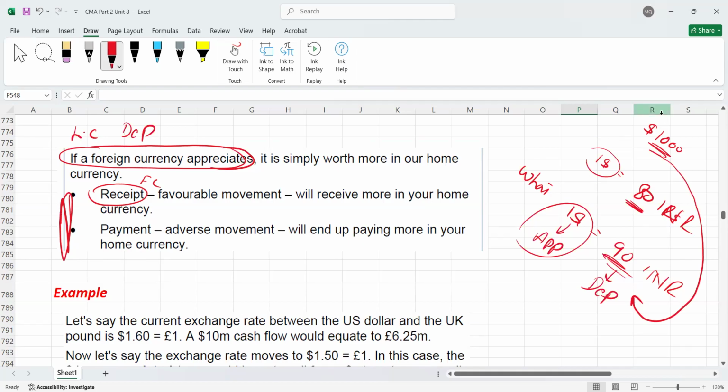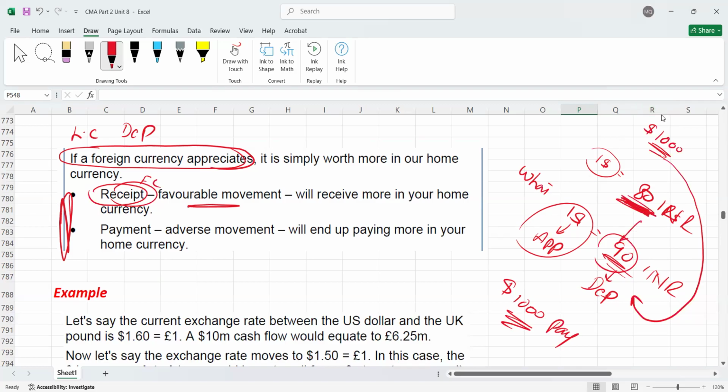It is good news for you if foreign currency appreciates, right? For receipts, it's a favorable movement. But if you have to make a payment of $1,000, you need to buy $1,000. Do you want to pay 90 rupees to buy $1, or do you want to pay 80 rupees? Definitely you want to pay 80 rupees, not 90.